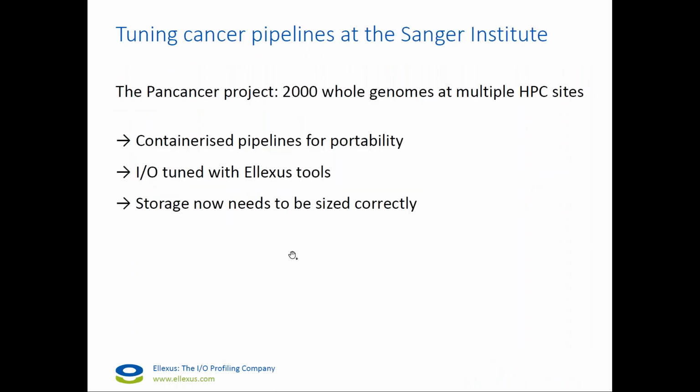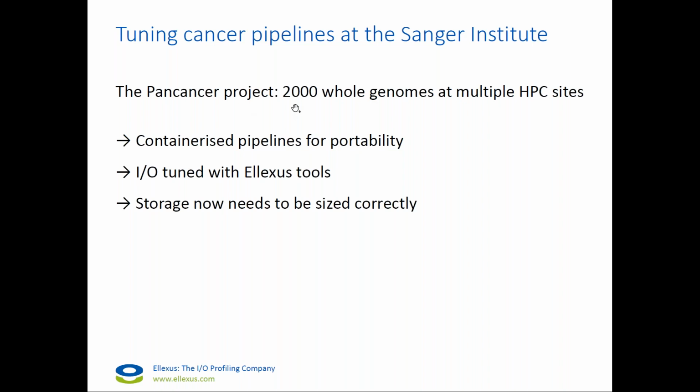And I'll just give you one more customer example before I move to the demo. This is an example of tuning the cancer pipeline at the Sanger Institute. This was a project where the pipeline was already fairly tuned for running in-house, but they do have quite significant compute resources. And for this particular project, they were going to be profiling or mapping 2,000 whole genomes across multiple sites. Not all sites had access to the compute resources that the Sanger Institute did, so optimizing that pipeline suddenly became a lot more important.